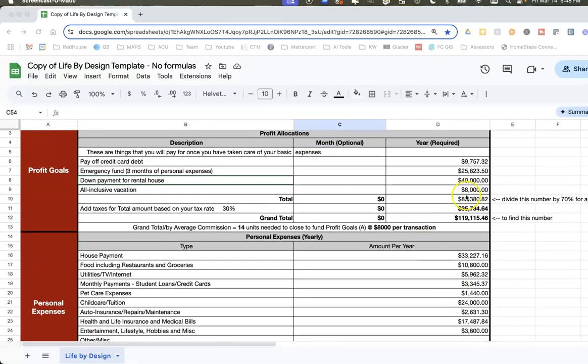I come up with $25,623.50. That's the amount I need in my emergency fund. Obviously, to get to this number, you're going to have to fill out the personal expenses part next. All right, what's my next priority?